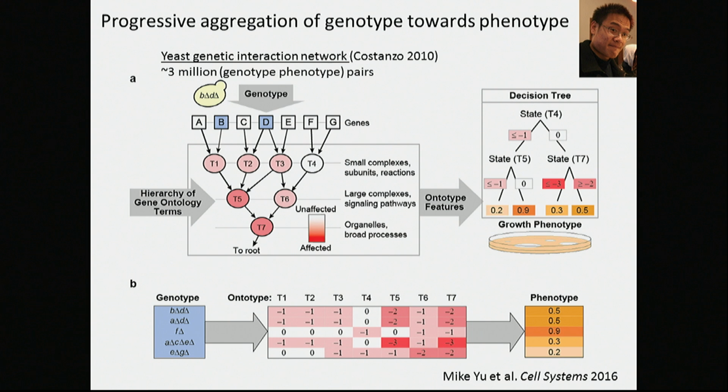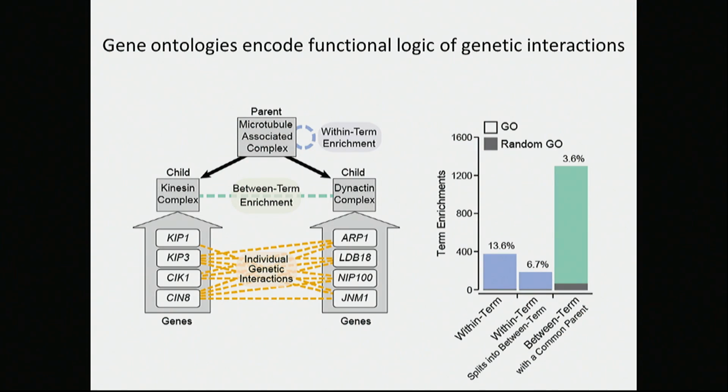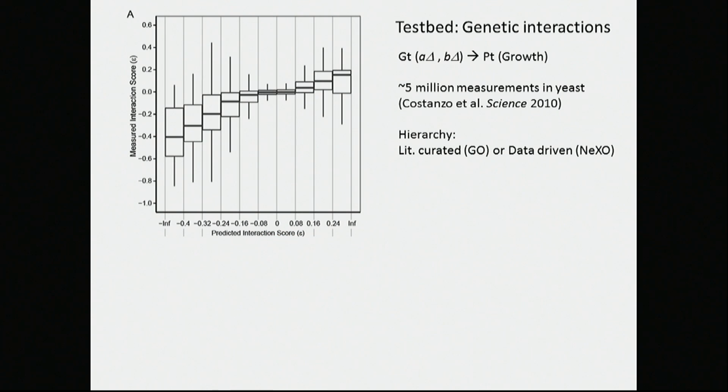Once I have the ontotype, now I just do a straight GWAS or machine learning thing, and just in a black box way, try to associate these term states with the growth phenotype. That's the way it works. I'm going to skip that slide and go right to the prediction.